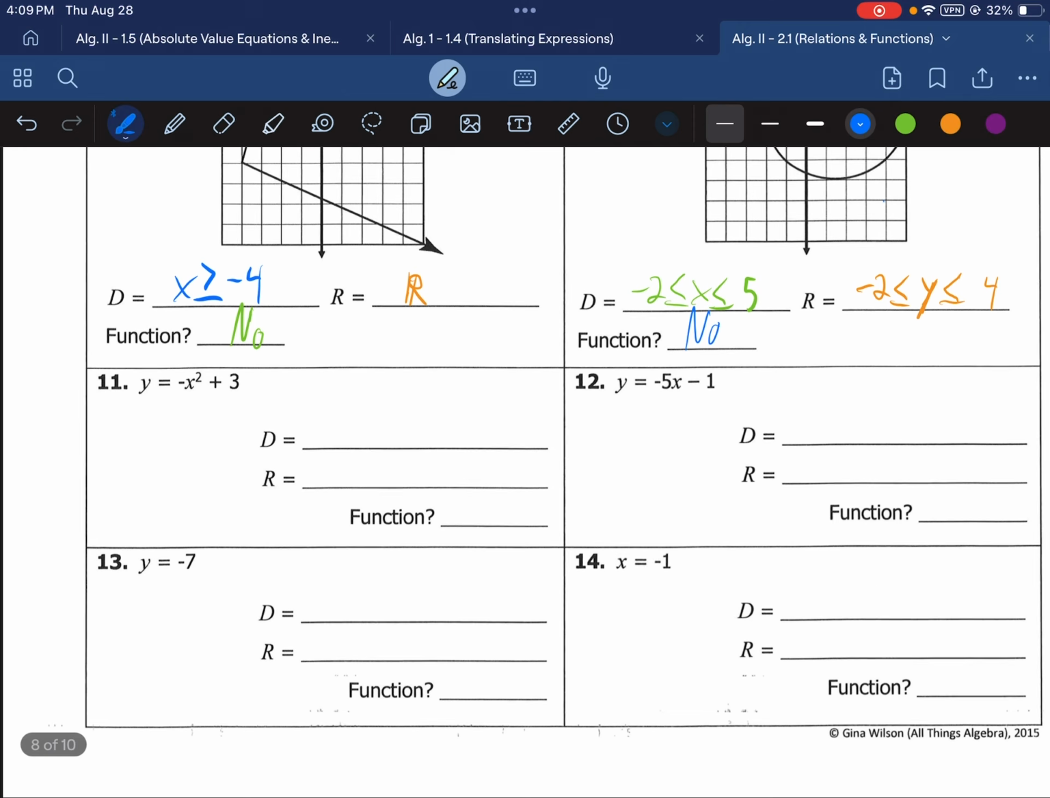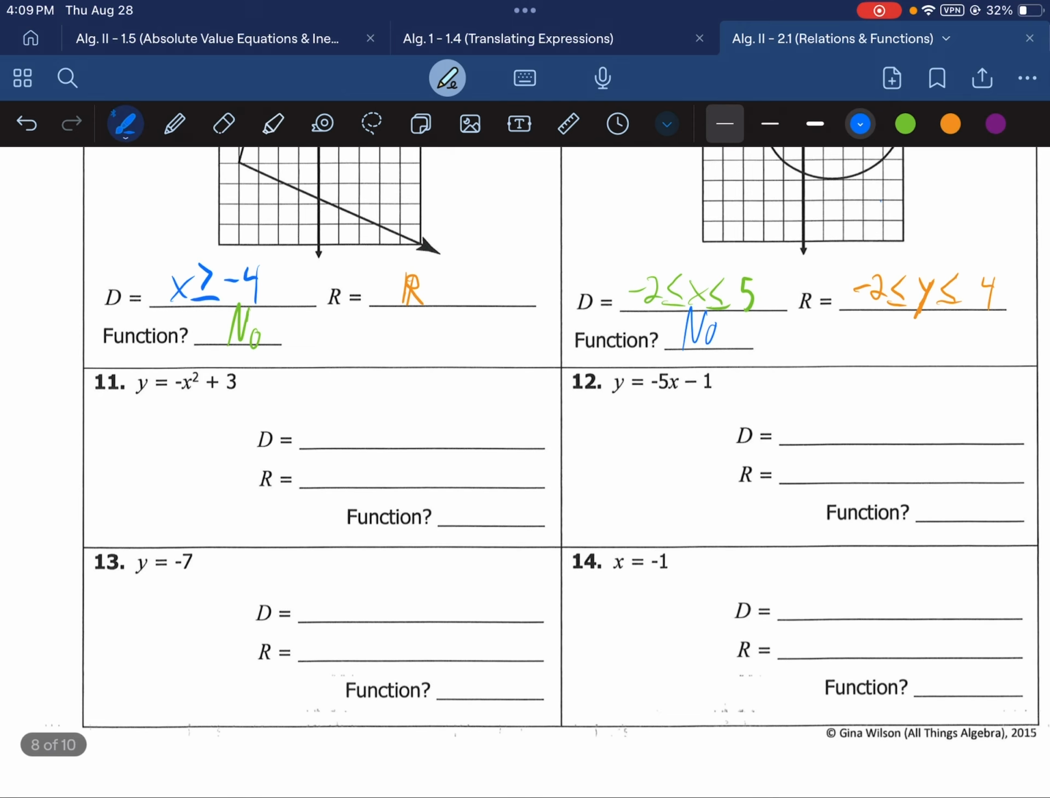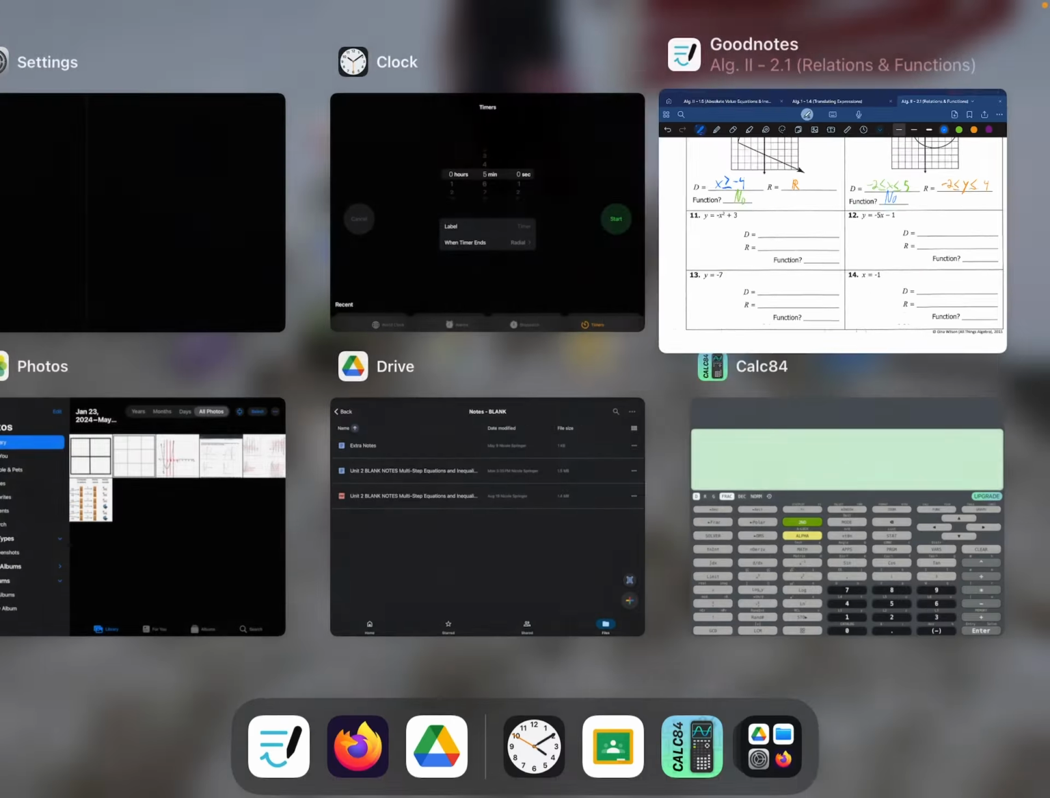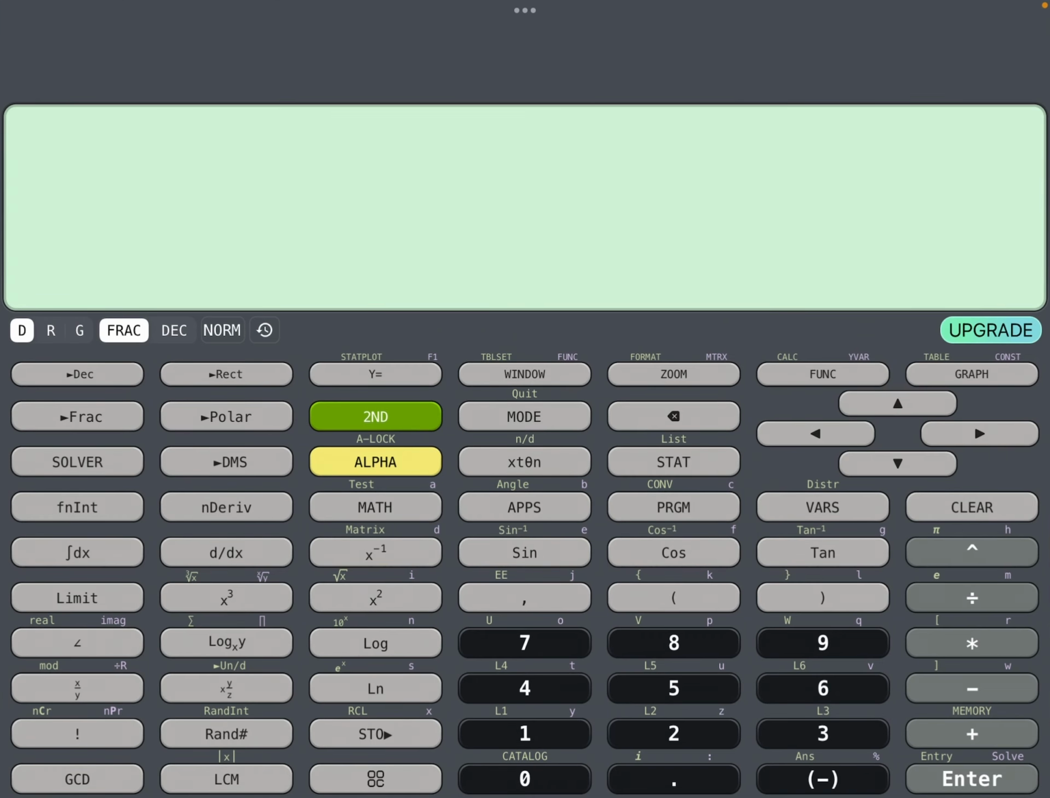Let's go ahead and look at number 11 here. Y equals -x squared plus 3. So in order to do this one, we're going to have to utilize our graphing calculators. So I'm going to go over here to my Calc84 graphing calculator, which operates very similarly to our TI-84s that we have in class here.